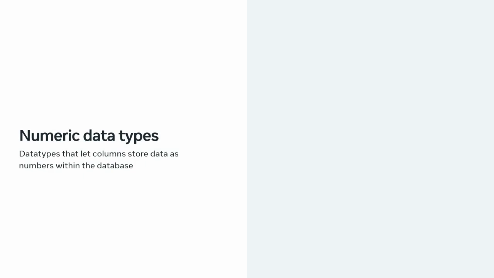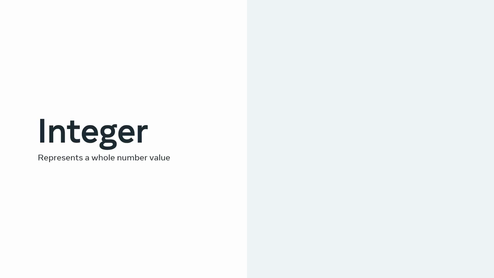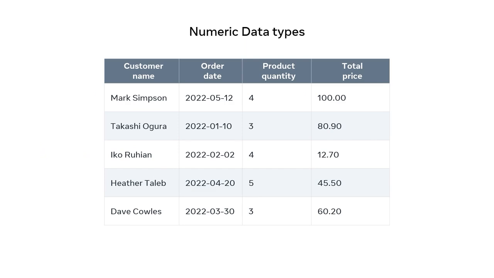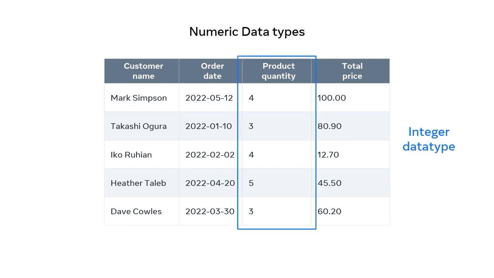Numeric data types is the generic term used for all specific data types that let a column store data as numbers in the database. The two most common numeric data types used in databases are the integer data type, used for a whole number value, and the decimal data type, used for a number with a fraction value. To return to our earlier table example, the product quantity column is defined as an integer data type. This is because it holds whole numbers only.